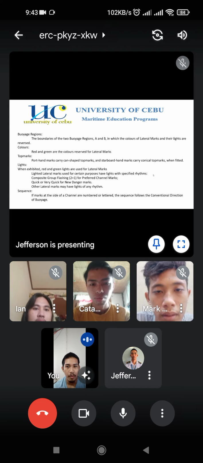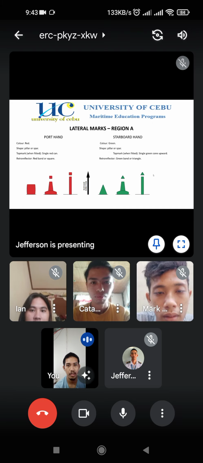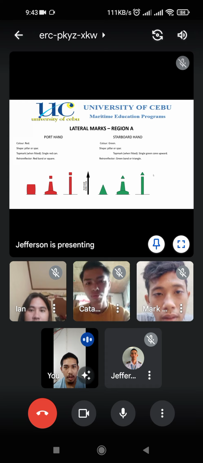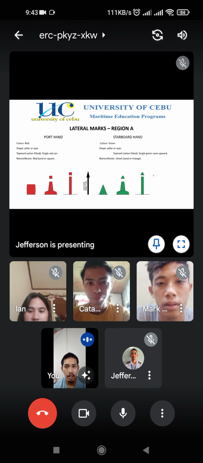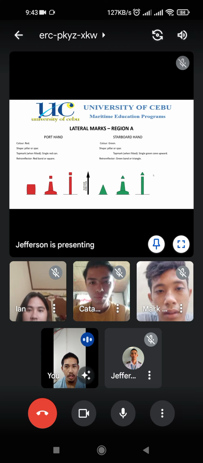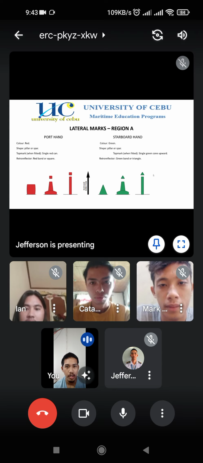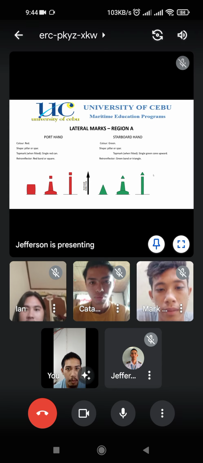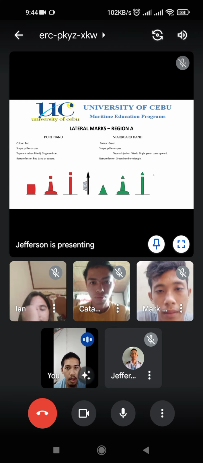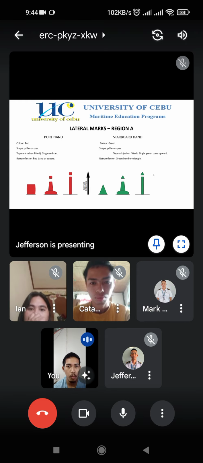Sequence. If marks at the side of a channel are numbered or lettered, the sequence follows the conventional direction of voyage. So, lateral marks in region A. In the port hand, the color is red, the shape is pillar or spar, the top mark when fitted is a single red can, and the retroreflector is a red band or square. While the starboard hand, the color is green, the shape is pillar or spar, the top mark when fitted is a single green cone upward or triangle.